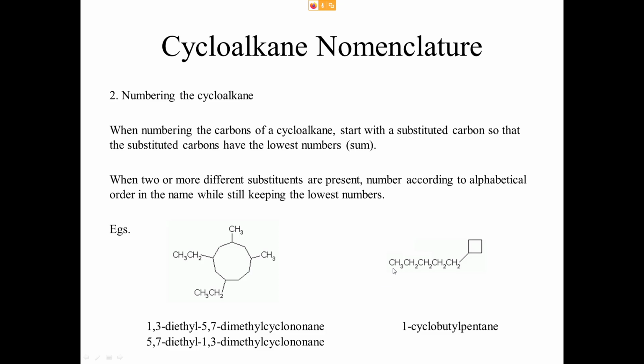If I start on this end, 1, 2 is where the substituent would be. If I started counting from this end, it'd get a larger number, so I don't want to give it the larger number. When I'm counting, I always want to give my substituent the lower number for the straight chain. So if I put it down here on what you're calling 4 or 5, it'd really be on 2 or 1. Okay?